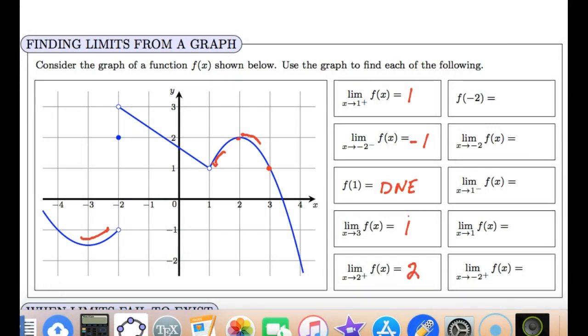Now f of -2. At -2, you have an open circle, open circle. Which one is it? Well, it's right there. There's f of -2 right there. So that's just 2. That's the function value, not the limit.